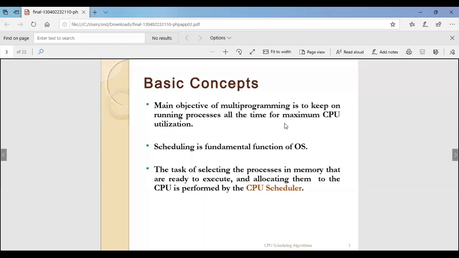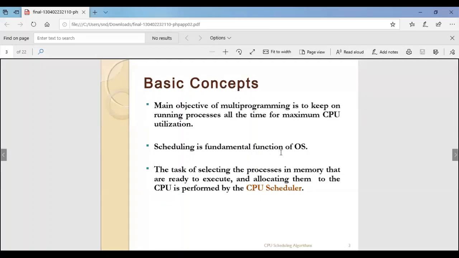So, basic concept. The main objective of multi-programming is to keep processes running all the time for maximum CPU utilization. Your CPU should be continuously busy; it should not be idle. In multi-programming, we are executing more than one program, so your processor should be continuously busy. That is required in multi-programming.